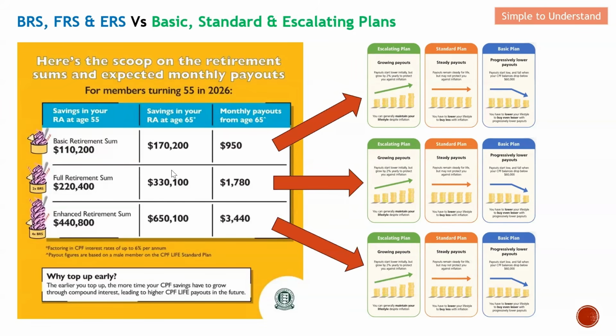A simple diagram to conclude what I mentioned earlier on. When you are at the age of 55, you need to decide which retirement sum is more suitable for you. After that, when you are near 65 years old, then you need to decide the different plans: the escalating plan, standard plan, or the basic plan. So from here, you can see that regarding the different types of retirement sum, you still need to make a decision when you are near 65 years old. You need to decide which plan is more suitable for you.